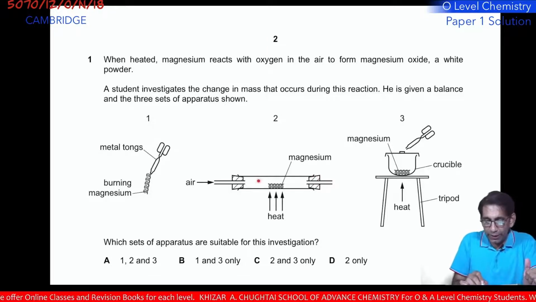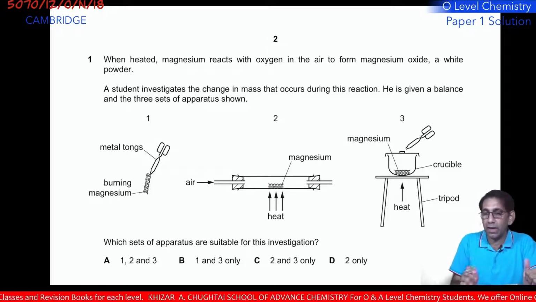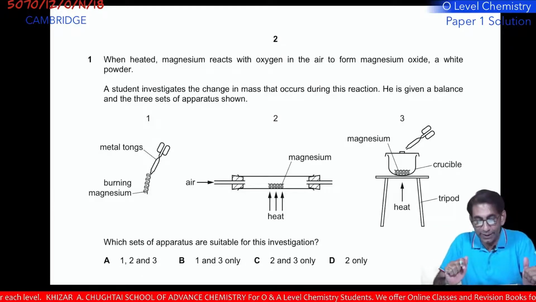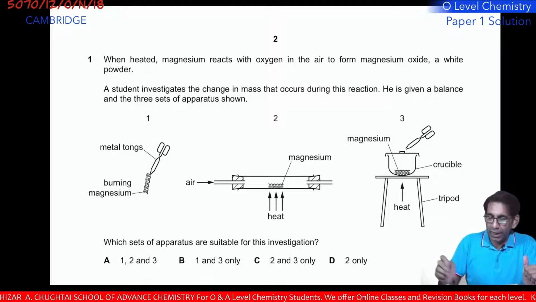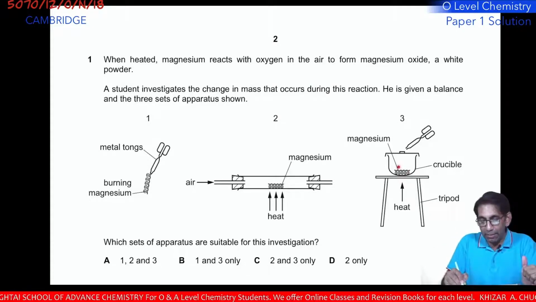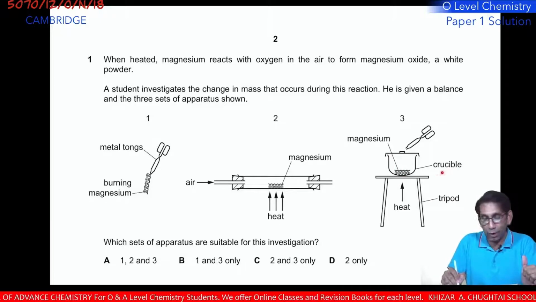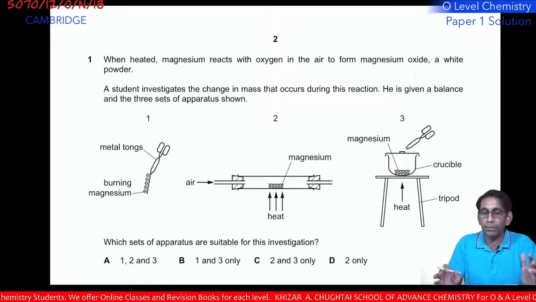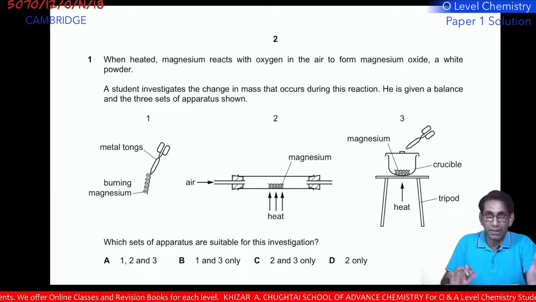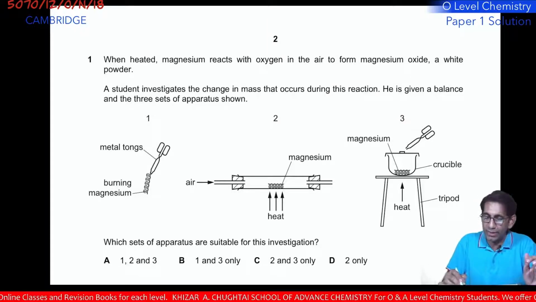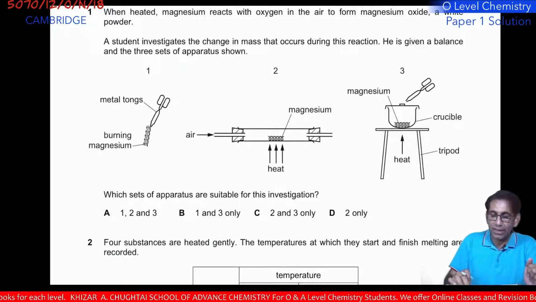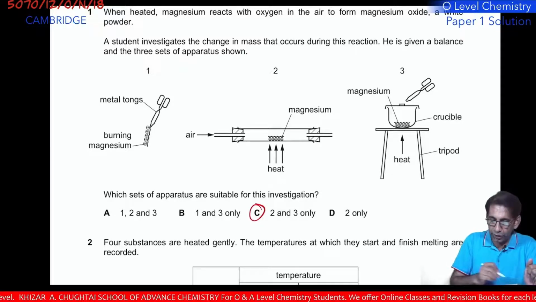Come towards the second one. Here is the bidirectional tube that is going to preserve the mass, and we can check the mass before and after of magnesium and magnesium oxide that is supposed to form in this chemical change. In the third one, there is again magnesium in the crucible with the lid. So we can ensure the mass after the reaction. We can check the mass before and after the reaction. So the third one is also feasible, the appropriate apparatus. So 2 and 3, C is the correct option.